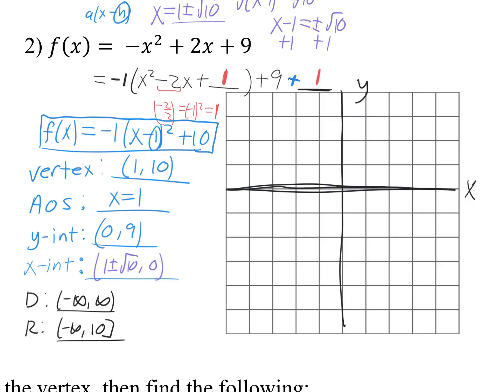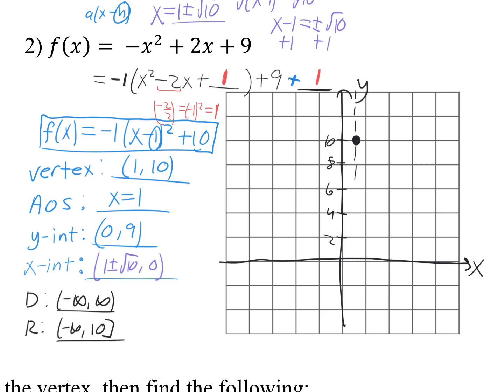And if my vertex is at 1, 10, oh, that wasn't a good idea. Let me make it down like that. So I'm going to say that this is x, this is y. 1, 10 is going to be way up here. I'm going to make it go by 2s just so that it fits on the graph. So 2, 4, 6, 8, 10. So 1, 10 is going to be right there. And the other thing that I have is the axis of symmetry from that vertex.